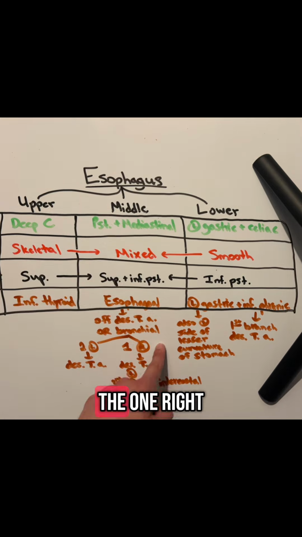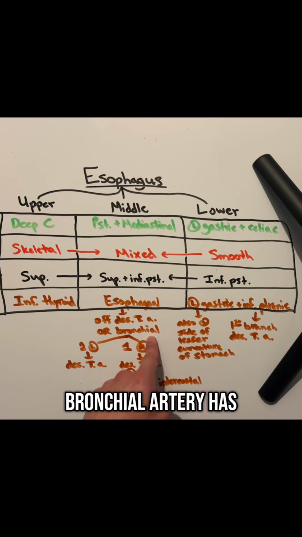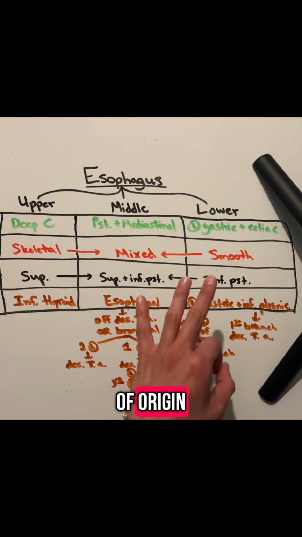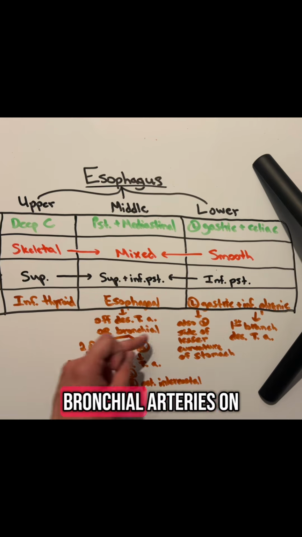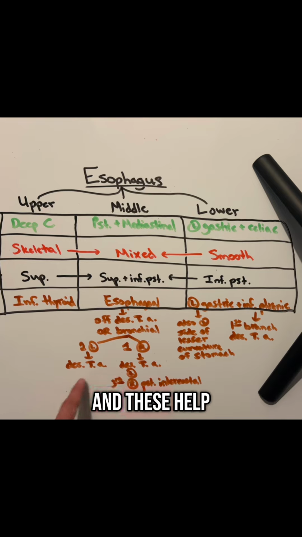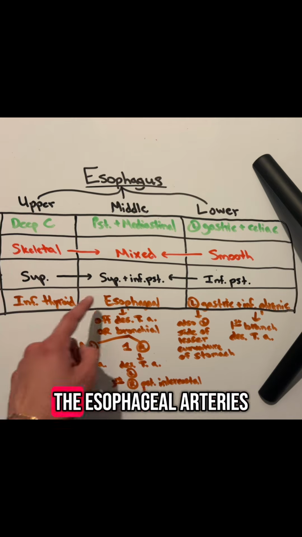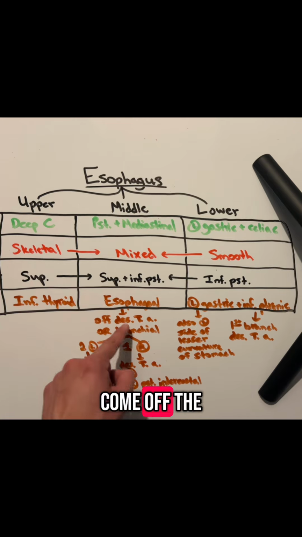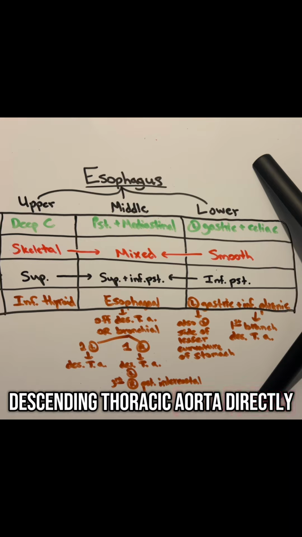So the one right bronchial artery has three different points of origin, whereas the two bronchial arteries on the left both come off the descending thoracic aorta, and these help give rise to the esophageal arteries if they don't come off the descending thoracic aorta directly.